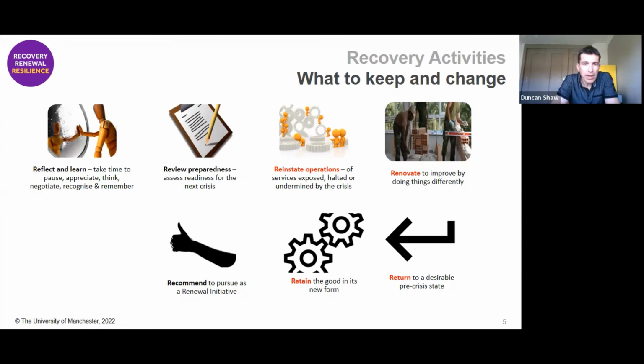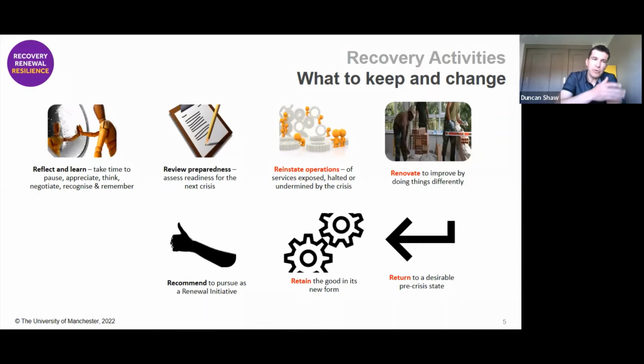And you can start by reviewing preparedness. So looking as to where are you and getting ready for the next emergency, and starting to think about what have we had to change about the way in which we deliver services, and which of those changes might we want to reverse, and we might want to reinstate previous operations that we've had to stop because of the crisis. How have we done things differently, and how might we want to renovate so that we continue to do things differently? What might we want to return to a pre-crisis state?